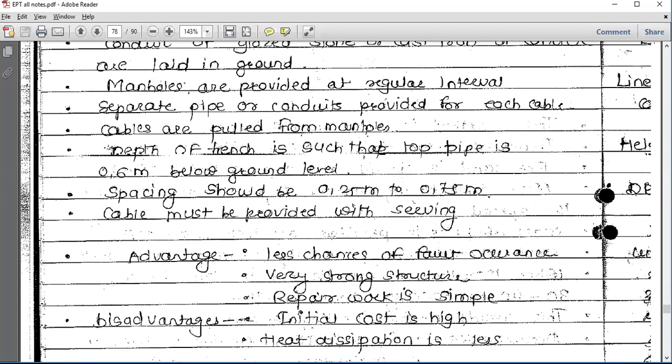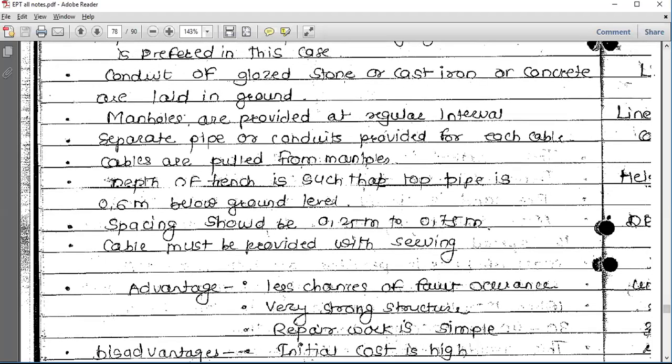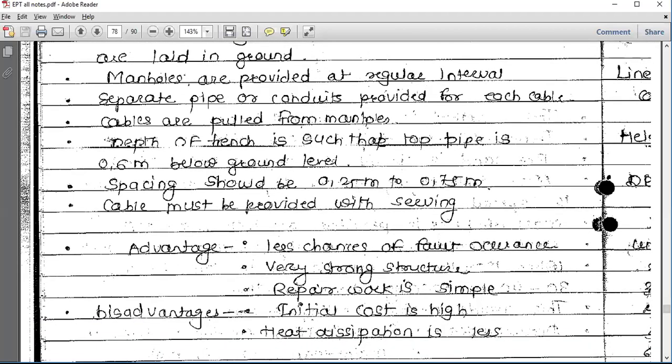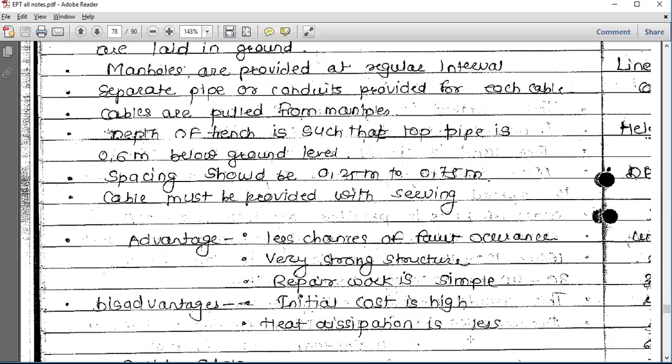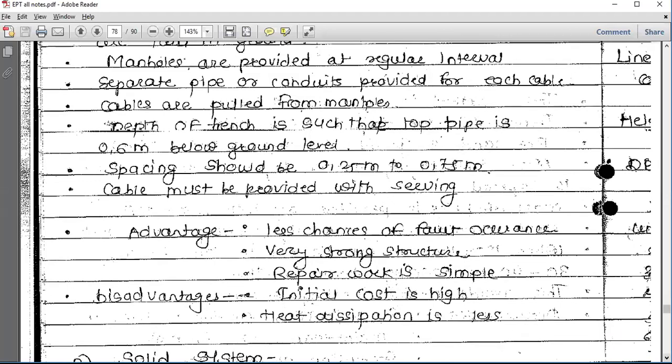Then the advantage of this drawing system is that it has less chance of fault occurrence. That means as we are using galvanized steel, or you can use concrete or cast iron, there should be less occurrence of faults. Then it is a very strong structure. Third, repair work is simple. That means if we want to do repair or maintenance, it is simple in case of the drawing system. Then the disadvantage of this system is that the initial cost is very high, since you require construction. Then heat dissipation is less as compared to the direct method.